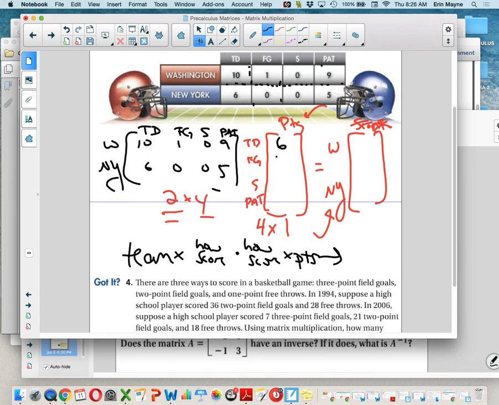6, 3, 2, 1. Find the final score with your groups. Go. Just pop your hand up when you have an answer.